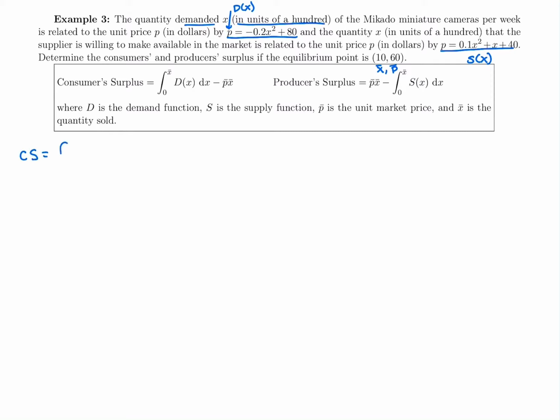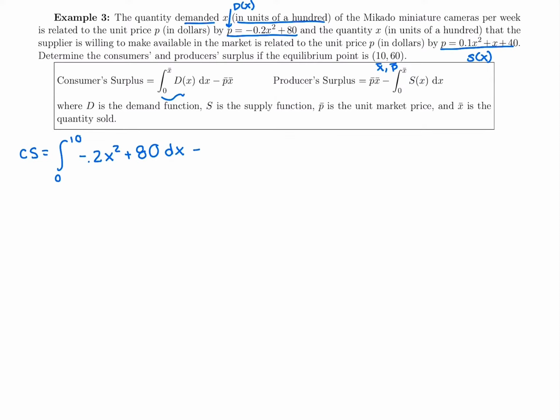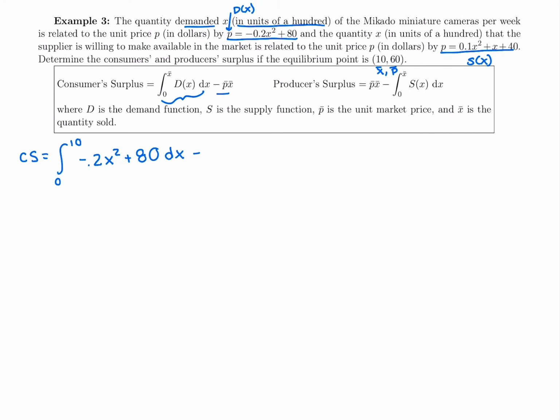I'll start with the consumer. We have the integral from 0 to X bar, always the X value, so 10, of the demand equation, negative 0.2 X squared plus 80. We're going to integrate that with respect to X. And then we're going to remember that the last part of this formula is subtracting X bar times P bar, or P bar times X bar. So we would do 10 times 60. I'm going to work with that last. I'm going to integrate first.